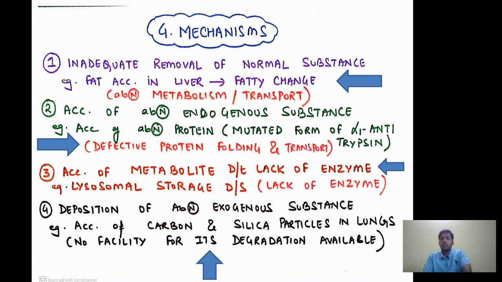For example, when you are inhaling the carbon particles, what is going to happen? These carbon particles are going to be phagocytosed by the macrophages, but the macrophages are not able to degrade them. There is no particular enzyme or no particular mechanism. So the fourth mechanism is deposition of abnormal exogenous substance.